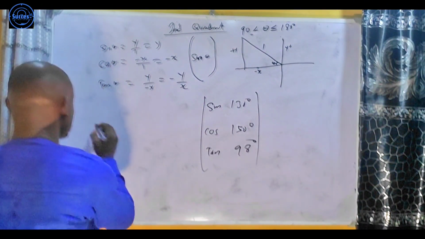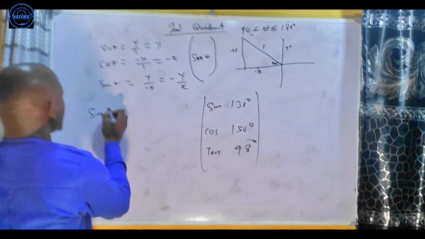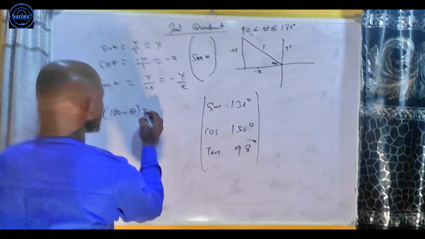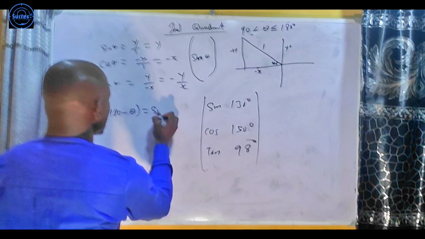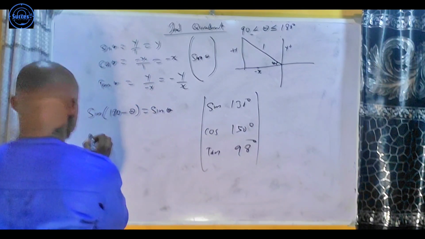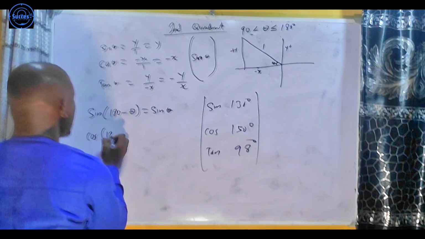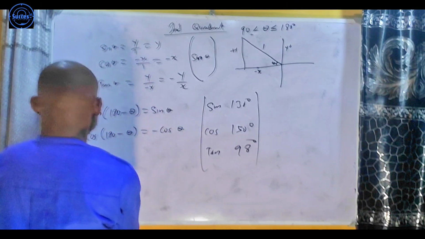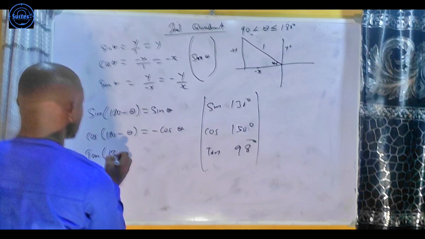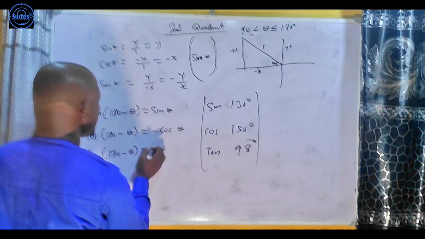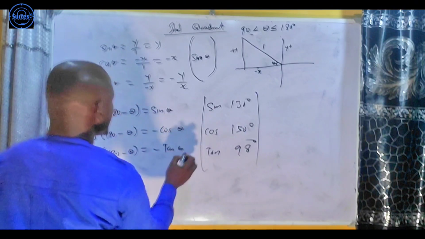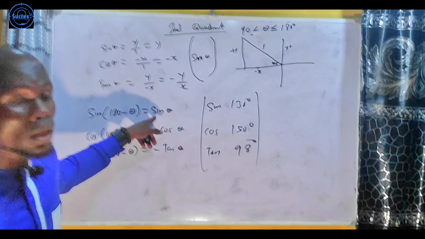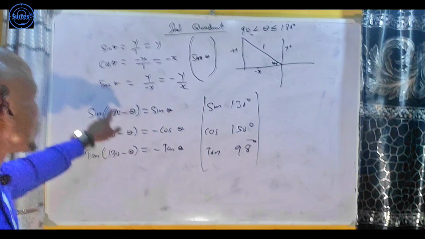For angles in the second quadrant, we have sine (180 minus theta) equals sine theta. We have cos (180 minus theta) equals minus cos theta, and we have tan (180 minus theta) equals minus tan theta. Don't forget, only sine is positive here, and the rest are negative. This is the formula we use.